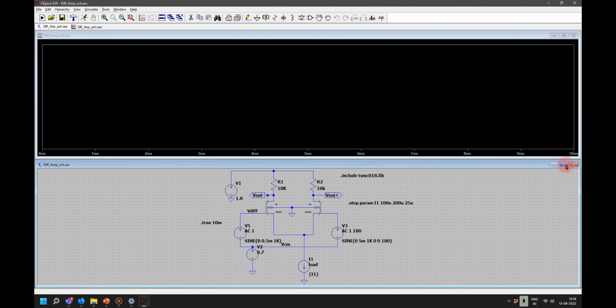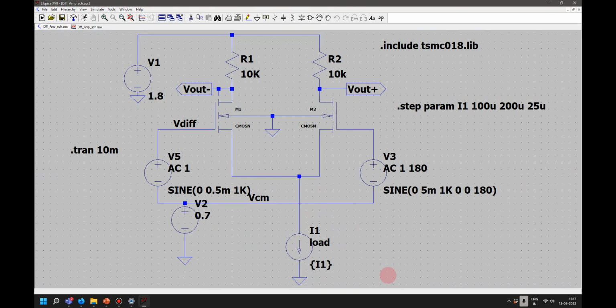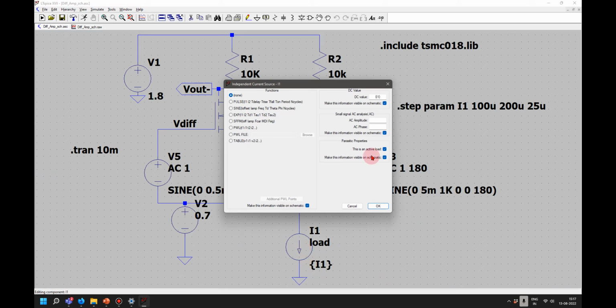So this is a simple differential amplifier. What I have done is I have used a current source. When you use a current source, you have this option of an active load. Always tick that. This is an active load.